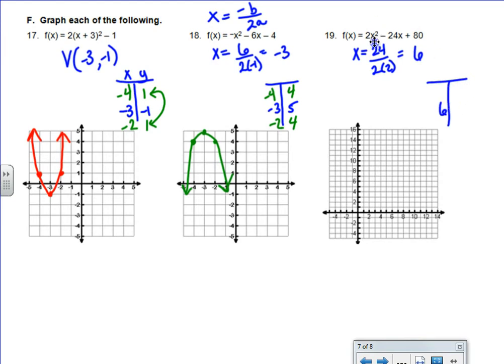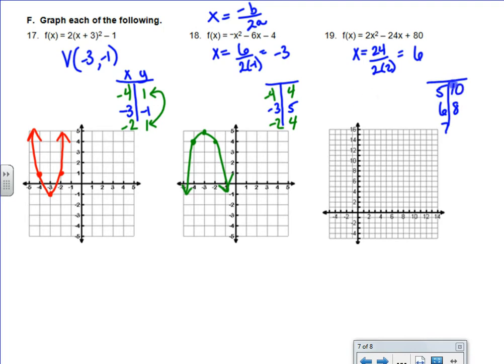So, boy, I'm definitely using a calculator now. 2 times 36 minus 24 times 6 plus 80 gives me an 8. Some days you just need a calculator. All right, symmetrical points. Something to the left would be 5, something to the right would be a 7. Again, I'm going to use a calculator. 2 times 25 minus 24 times 5 plus 80. I get a 10.